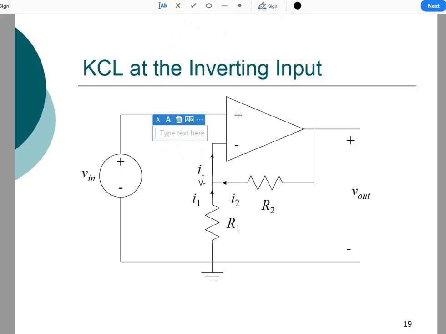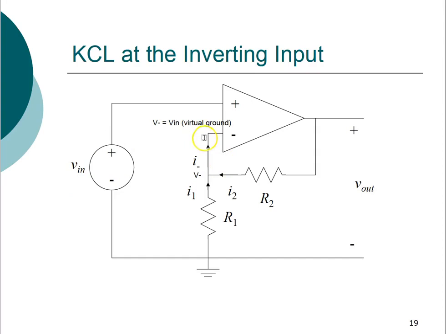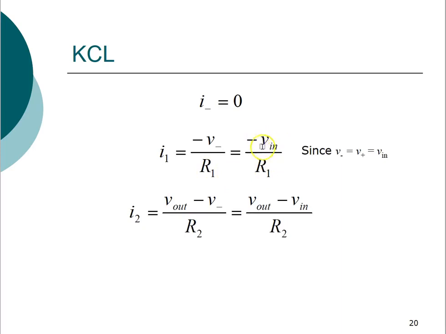So where V dash is equal to V in, this is the property of a virtual ground. By this property, the voltage which is here is your V negative, and that's the same voltage coming here, it's the same node, and then V in is this voltage which is going in here. By the virtual ground property, these two are going to be equal, and that's the reason we have written here V in.